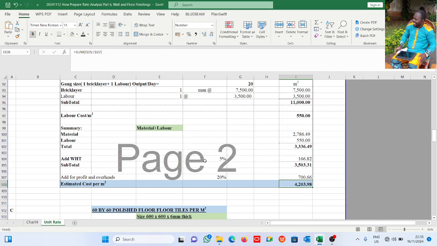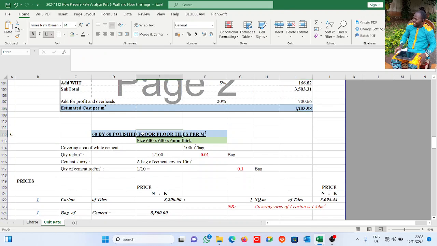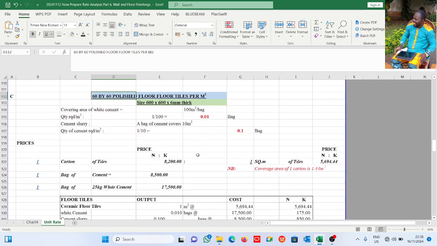All right, so let's go quickly also to tiles now, laying of tile 60 by 60. Quickly we'll just start with that. 600 by 600 mm tiles. All right, so of course we use white cement. Covering area of white cement is 100 square meters per bag. So the quantity required, because we are working for just 1 square meter, is 1 over 100, which is 0.01.